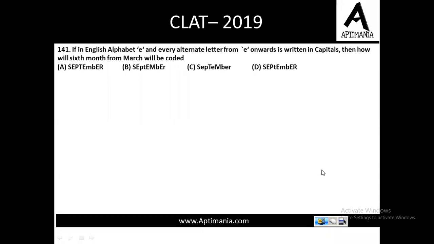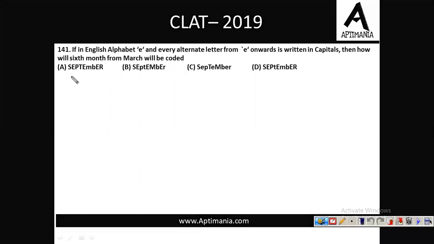The first question is: if the English alphabet E and every alternate letter from E onwards is written in capital, then how will 6 months from March be coded? Now we know that 6 months from March is September. Fine. So we need to find the code for September.